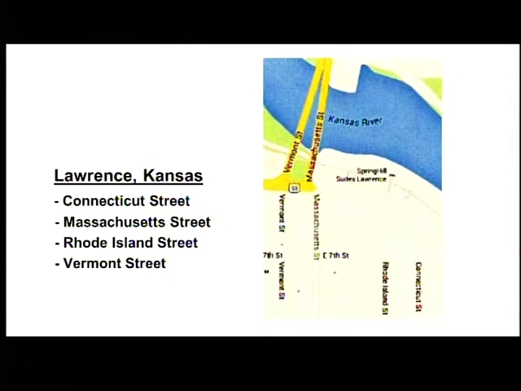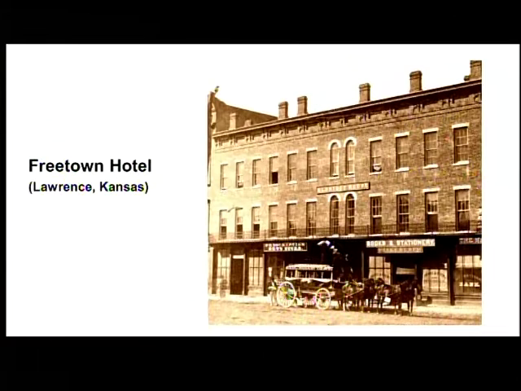I took this off Google Maps. You have a Connecticut street, a Massachusetts street, a Rhode Island street, a Vermont street, and the town named Lawrence, Kansas, from a gentleman from Groton, Massachusetts. So it's amazing how the New England connection is there now. We're going to talk about Kansas. So we'll go into the next picture.